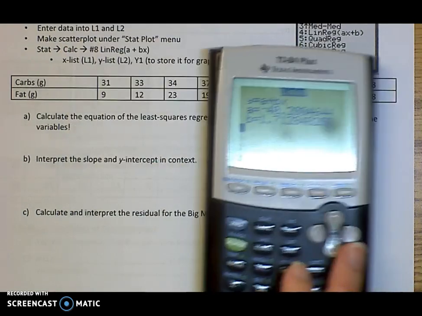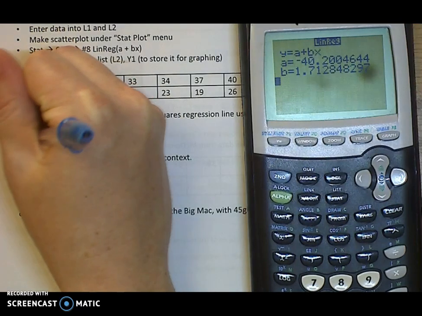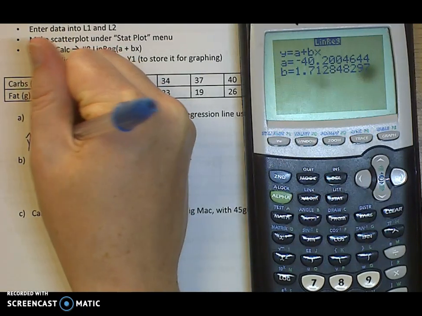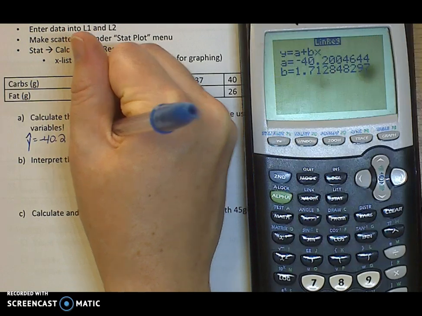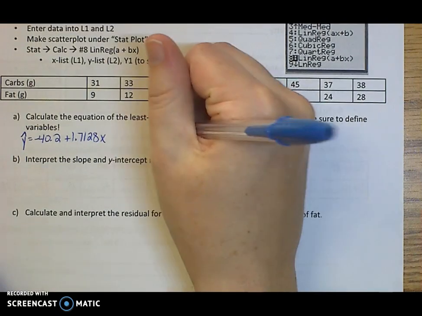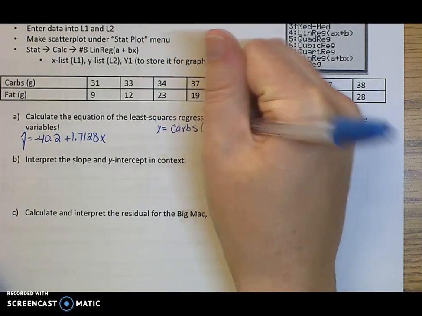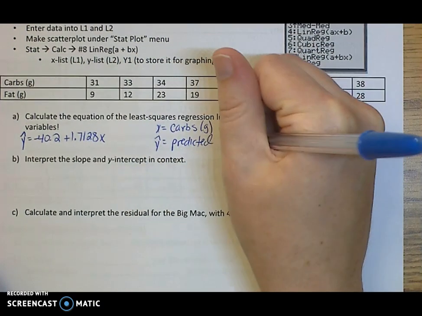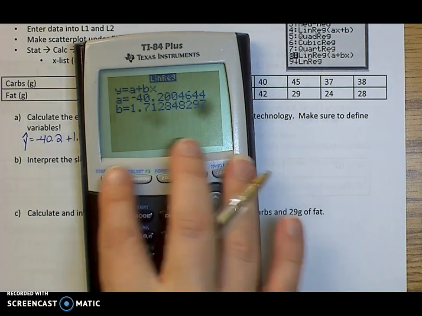Okay. So now I calculate. Voila. There's my equation for my least squares regression line. So y hat equals negative 40.2 plus 1.7128x. All right, I need to find my variables. So x in this case is my carbs in grams. Y hat is my predicted fat in grams.